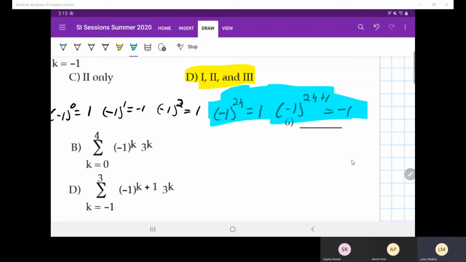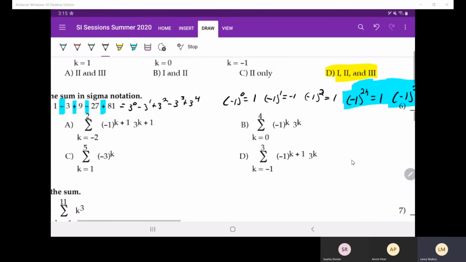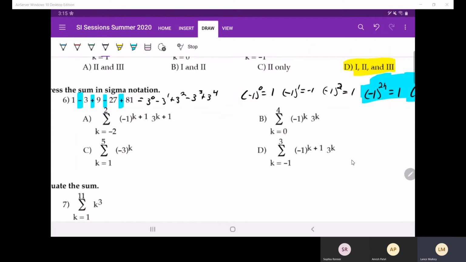This is big boy stuff from Calc 2 that he's throwing in here. It's called an alternating series, but that's beyond recognition. So you want it to alternate. So you don't want it even or odd. You just want a simple k up top, right?